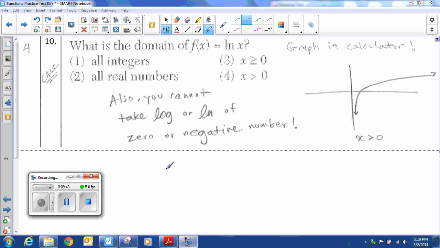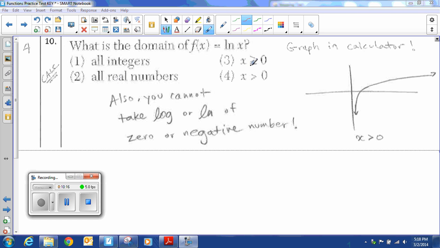Number 10, all you need to remember is the golden rule of logarithms. You cannot take the log or ln of 0 or a negative number. So remember, ln is the natural log. It follows the same rule. So if you look at all your choices, yes, the domain, you're allowed to take the logarithm of all integers. All real numbers is fine.